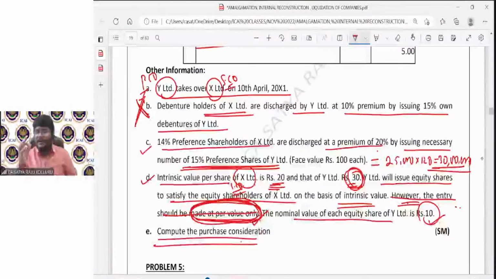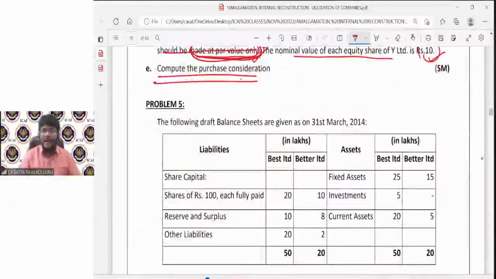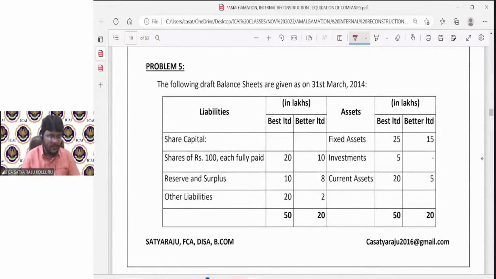We have exactly 30 minutes. Let us try to resolve problem number 5 within the 30 minutes. Still, I can spend one more class on the amalgamation, or at the end of tomorrow's class, at least we should start the introduction for internal reconstruction, at least for the last 15 or 30 minutes like that. That's why we still have a lot of time. No worries, so peacefully we can resolve some more problems.